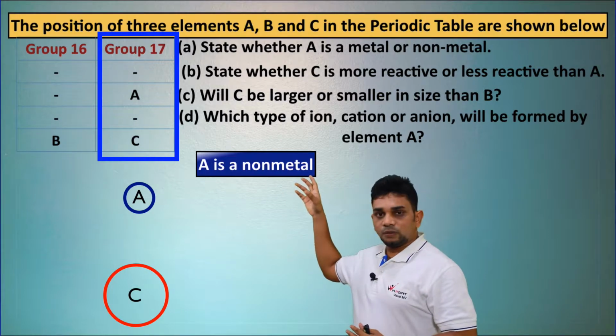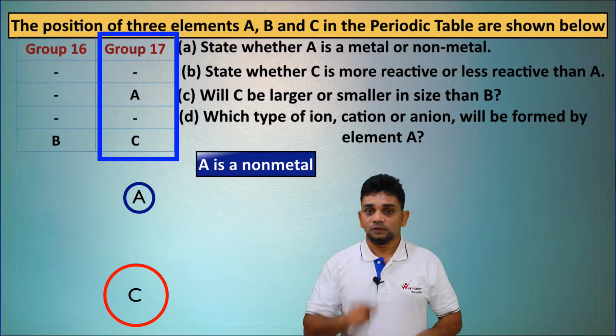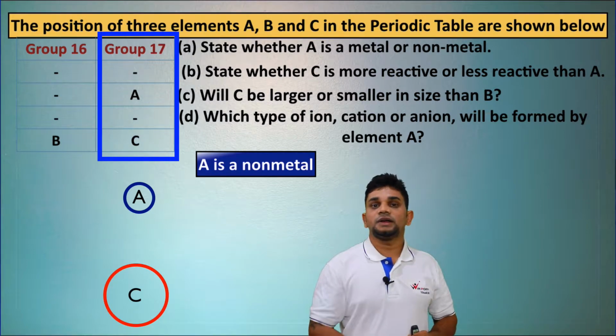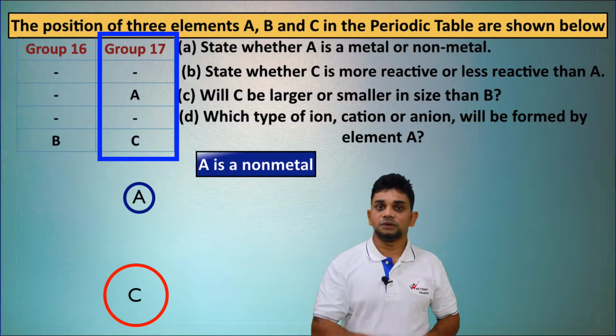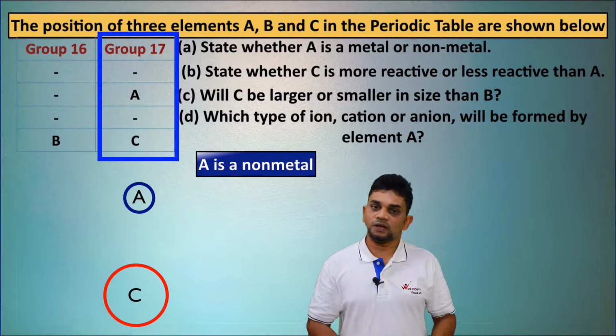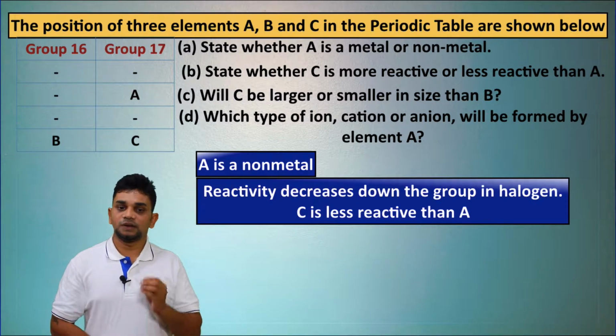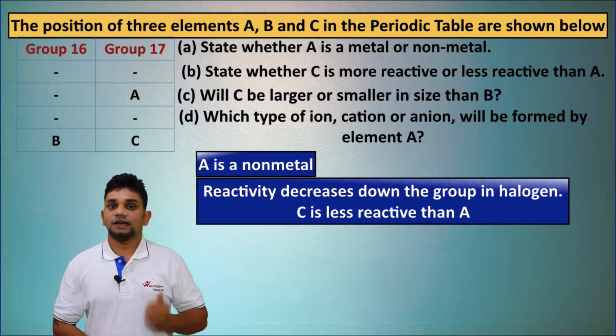Here, when we are moving down the group, the ability to accept electron is decreasing. That means the non-metallic character is decreasing, reactivity decreasing. Halogens are non-metals. The non-metallic character is decreasing means the reactivity is decreasing. Reactivity decreases down the group in halogens. C is less reactive than A.